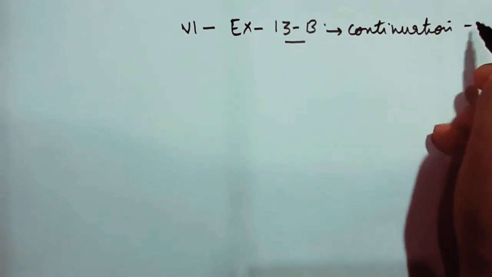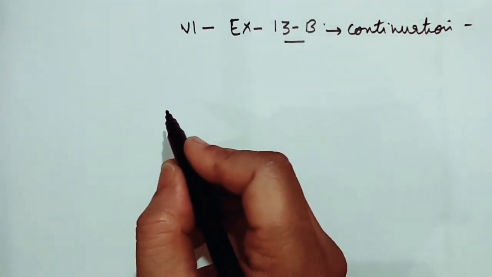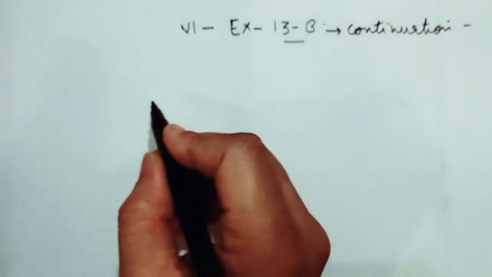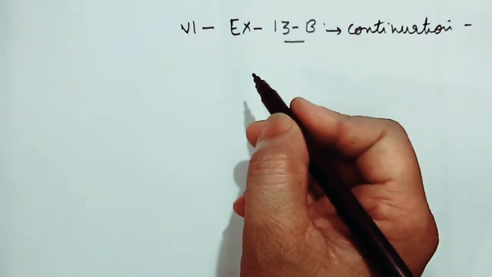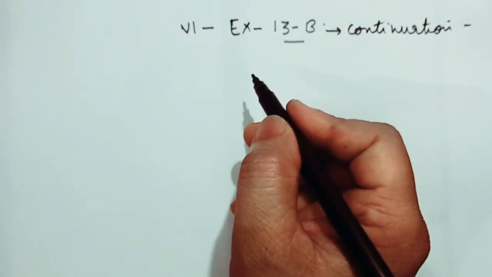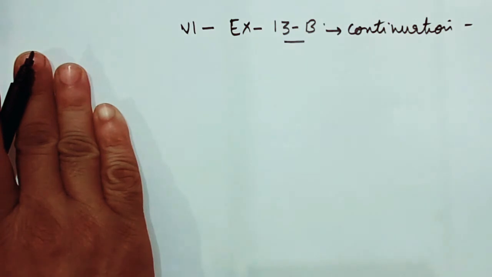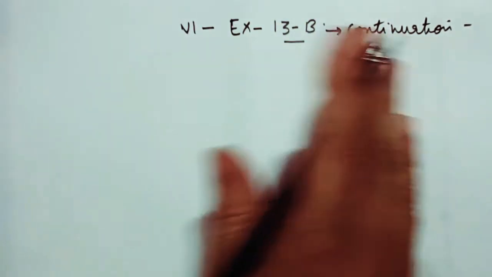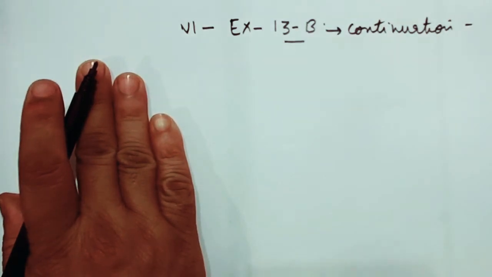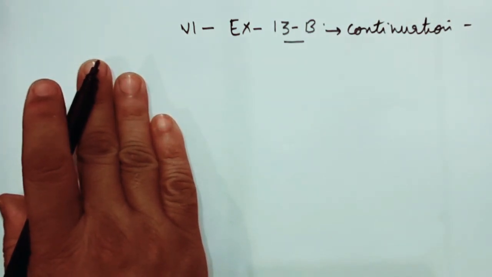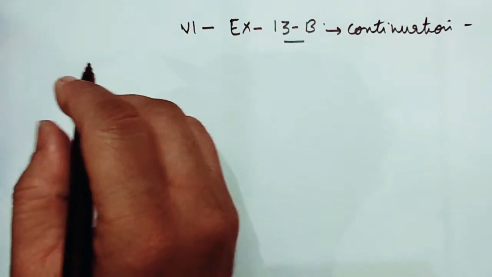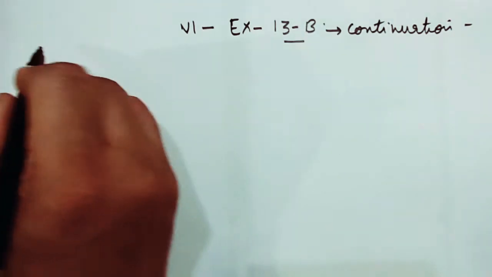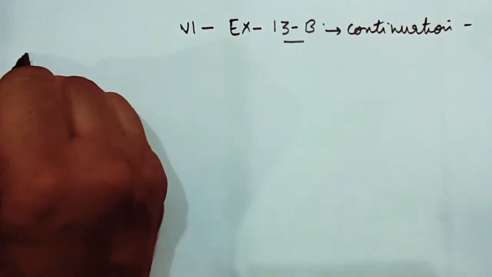Nothing different is there, because in the first exercise also we learnt about direct variation. Here also direct variation, and I had told you that on one side if the value increases, the other side also the value will increase, and if on one side the value decreases, the other side the value will decrease. So I think we shall finish exercise 13b very soon.